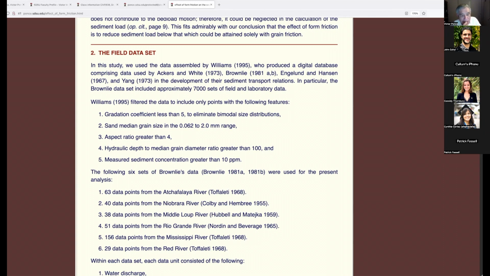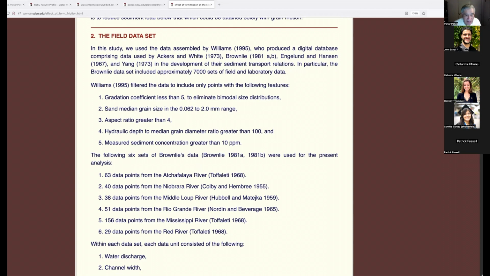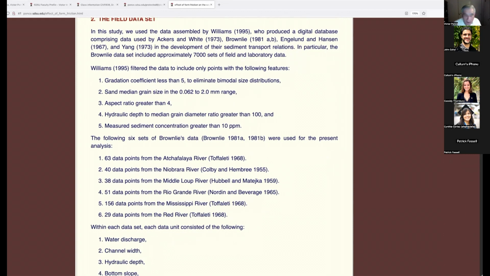Hydraulic depth to mean grain diameter ratio greater than 100, and measured sediment concentration greater than 10 ppm. Yeah, 10 ppm is already too small. So he filtered the data to have good data that he could analyze and rely upon for his own conclusions of the study.